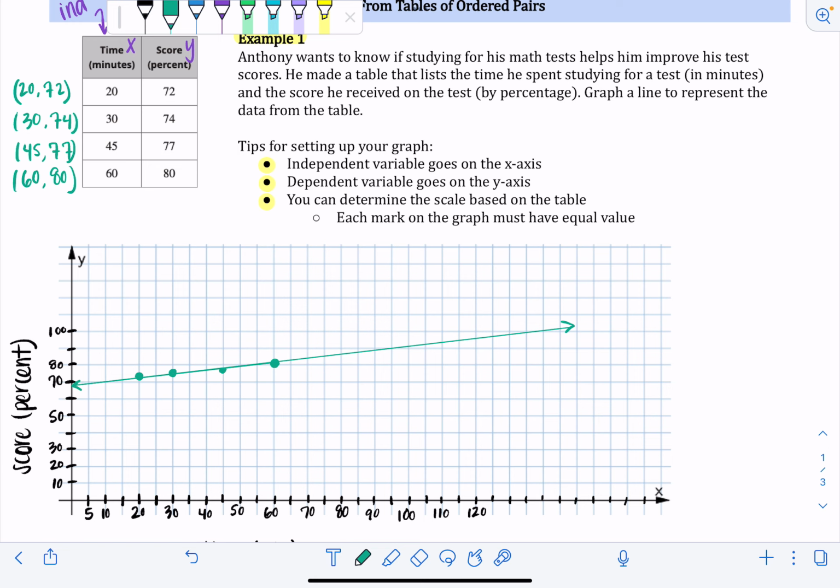And we could even use this line to estimate how long he would have to study to get a certain grade on his exam. So let's say I wanted to check how long before he gets a 90, I would go to where it intersects with 90 on the y-axis and see how much time that was. So that was about 95 minutes. And again, it's an estimate, but that's a good estimate for us to judge.